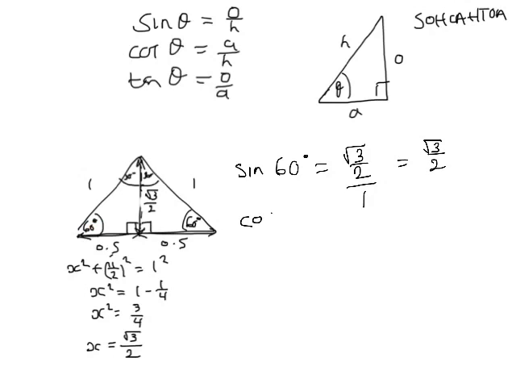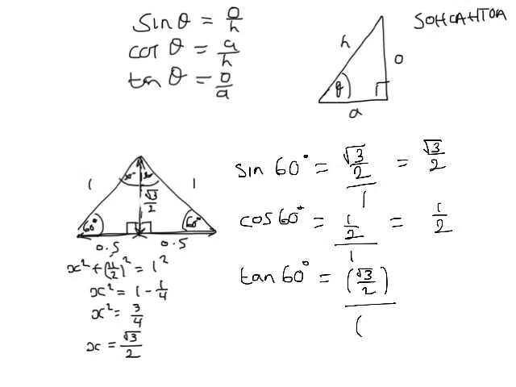We can also say the cosine of 60 degrees is equal to our adjacent side, which is a half, divided by our hypotenuse, which is 1. So the cosine of 60 is equal to a half, and we can say that tan of 60 is equal to our opposite side, root 3 over 2, divided by our adjacent side, which is a half. So we can take a common factor of a half out of both top and bottom and cancel those out, and we get tan 60 is equal to root 3.